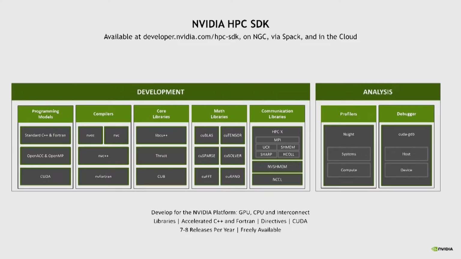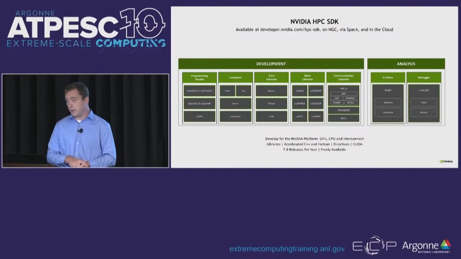We have Singularity, SPAC available in the cloud. So, it's just nice because it's one spot. You download this. All the software in here is free. Gets updated 7 or 8 times a year. And if you keep this one package updated, you're going to have all the newest bits of software.